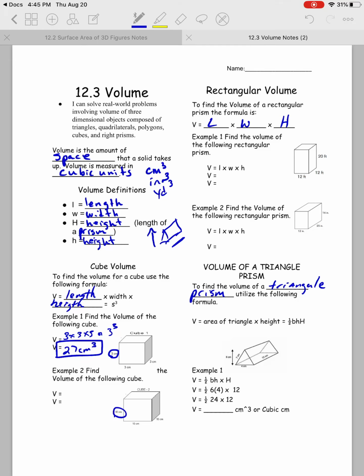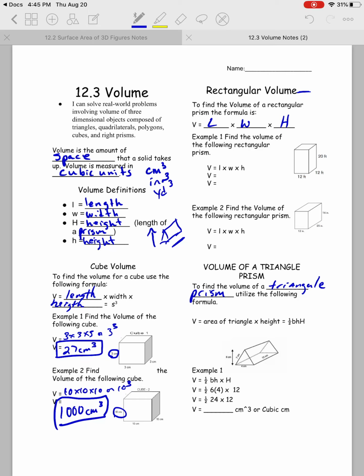Let's do one more. This time it's 10. So you have 10 times 10 times 10, or 10 cubed. What is 10 times 10 times 10, or 10 cubed? 1,000 centimeters cubed. Okay.